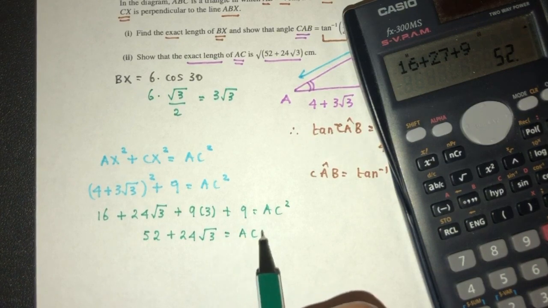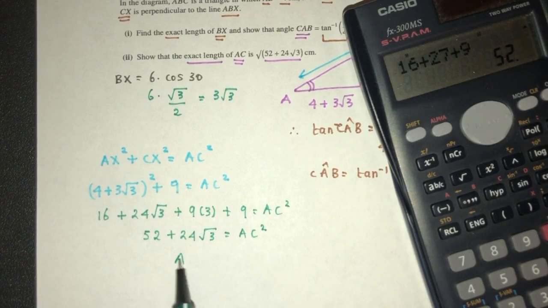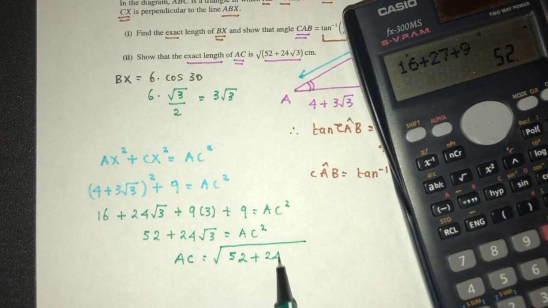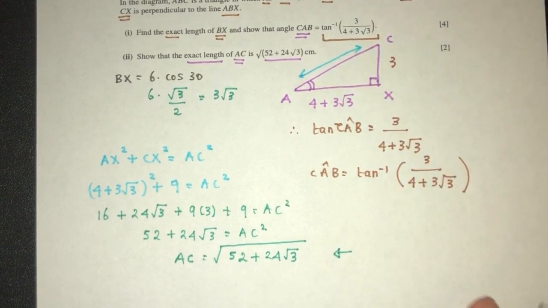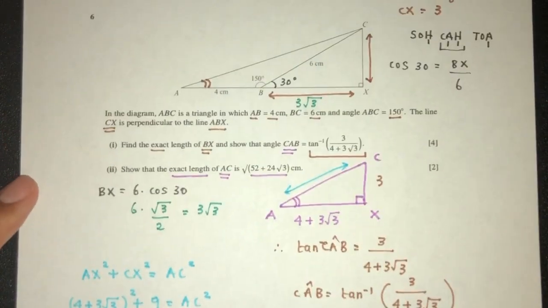AC squared. So AC will be what? Root of the value of 52 plus 24 root 3. Okay, so that will be the question that we have in relation to trigonometry.